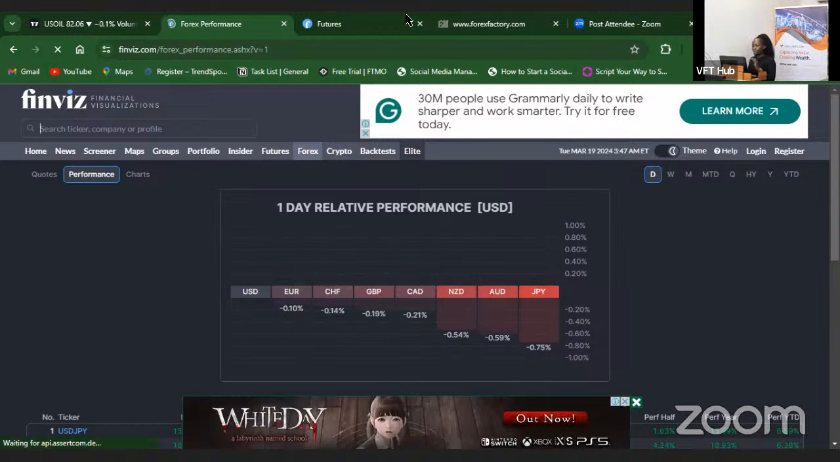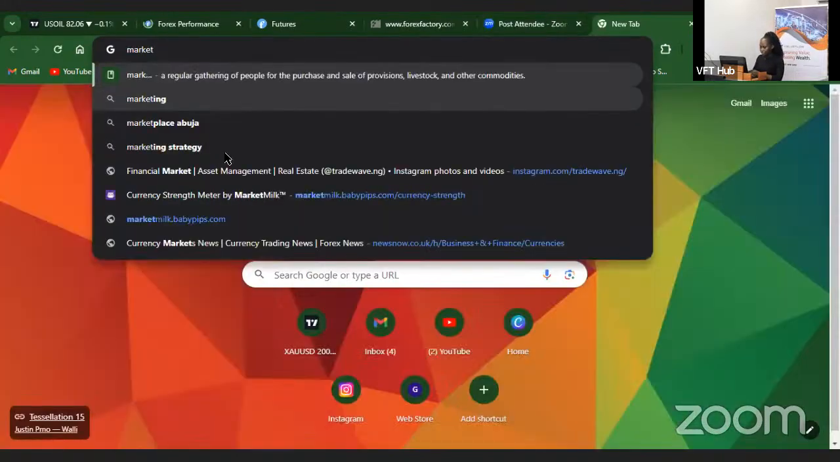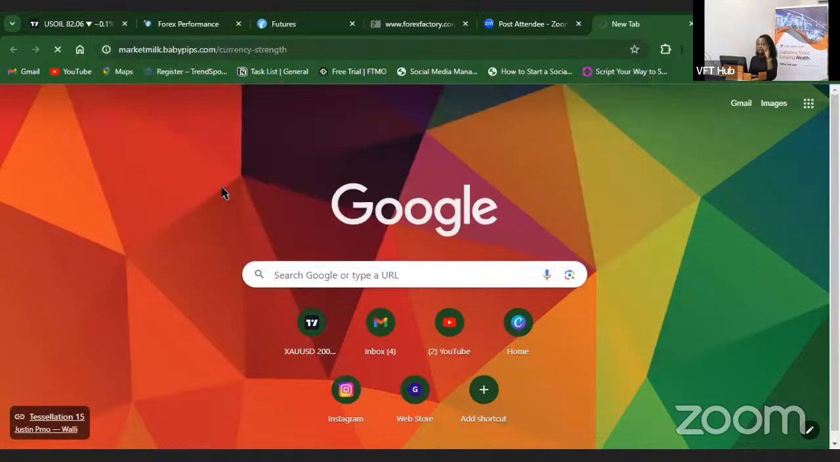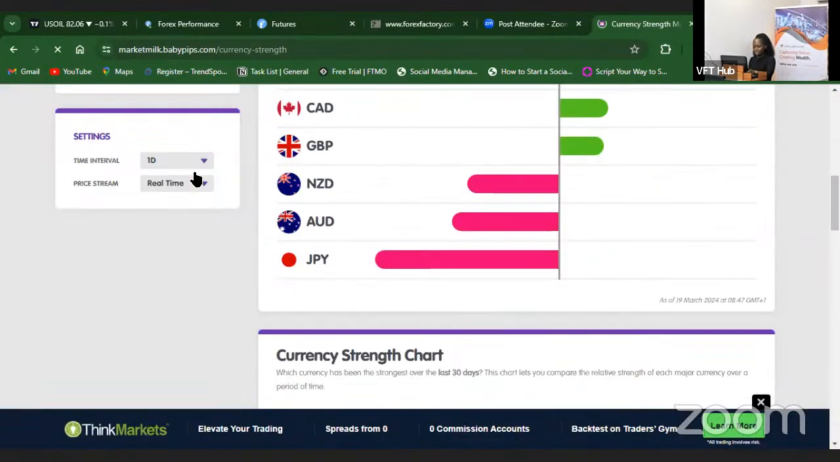But let's check the 1 hour time frame to see what the market is currently doing. With that, we look at the Market Milk currency strength to check our 1 hour time frame for immediate price action. Are we together? Am I talking to myself? Please let me know in the chat box. Are you following this analysis?